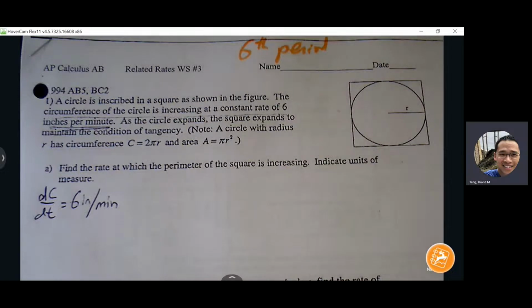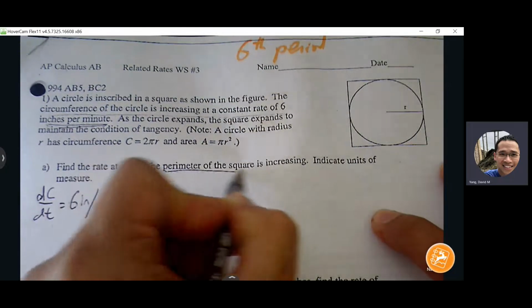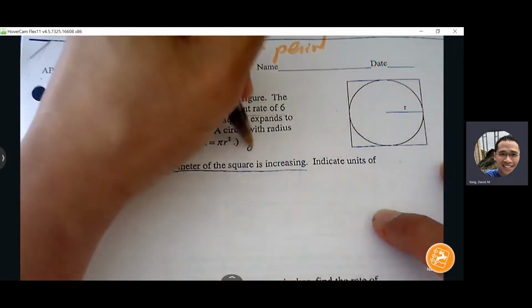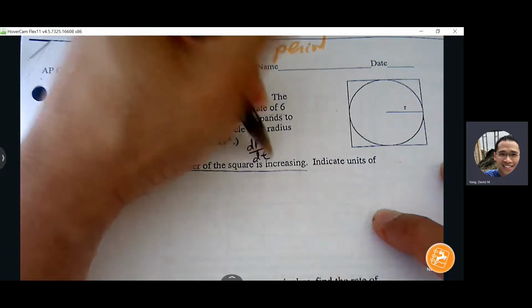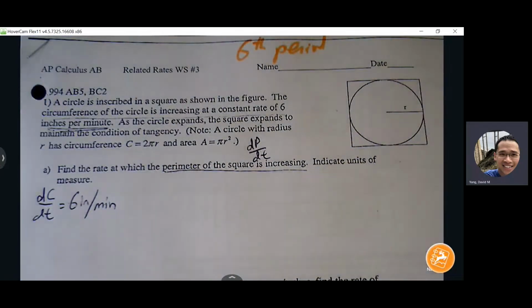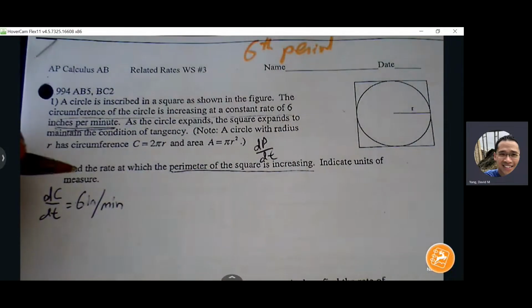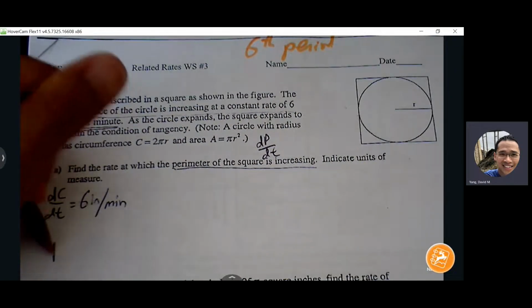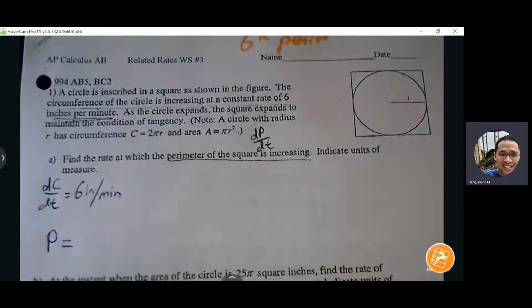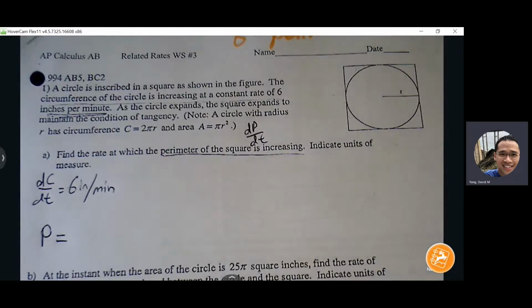Okay, so part A says find the rate at which the perimeter of the square is increasing. So what are we looking for? dP/dt. But before we can do that, we've got to build the perimeter equation first. Okay, so we need to talk about that for a moment. We need to build the equation first before that dP/dt can come out. Okay, how do we define perimeter?